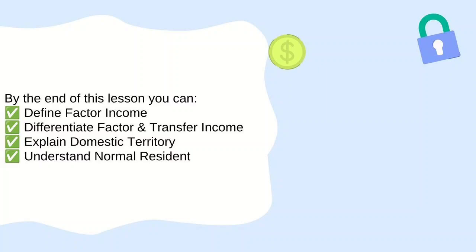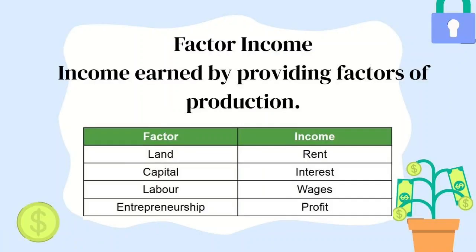So today's lesson builds the foundation for the calculation we will do later in the chapter. Once you understand who earns income, where production takes place, and who is considered a normal resident, concepts like GDP and GNP become much easier. So let's first understand factor income.